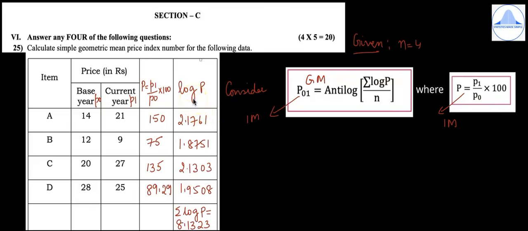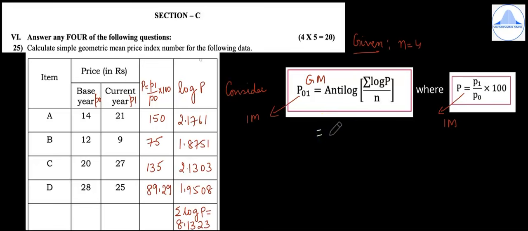For log P, we should take 4 places after the decimal after rounding off. So log of 150 is 2.1761. Then log of 75, 1.8751. Log of 135, 2.1303. And then log of 89.29 is 1.9508. Then find out summation log P, which is 8.1323.